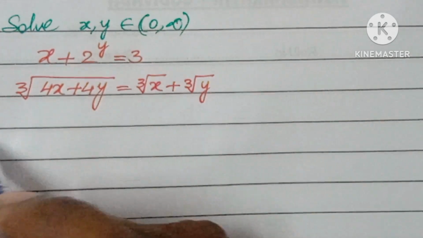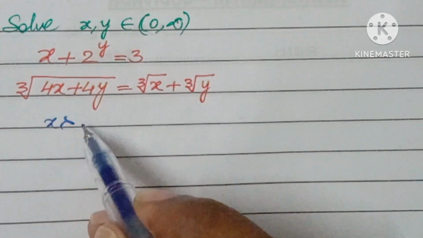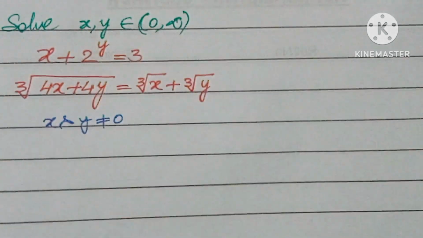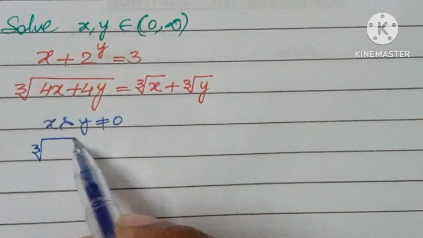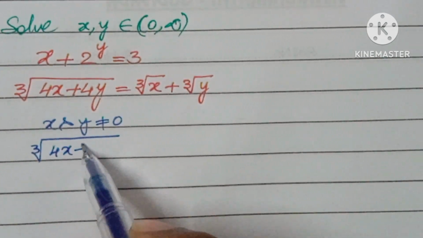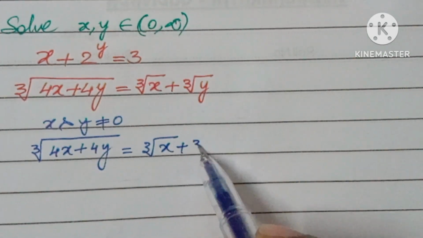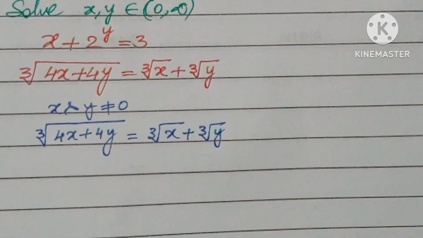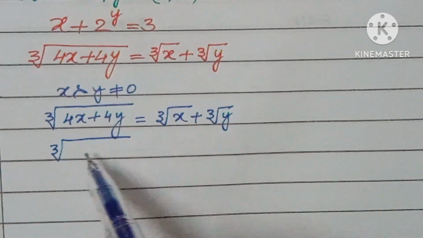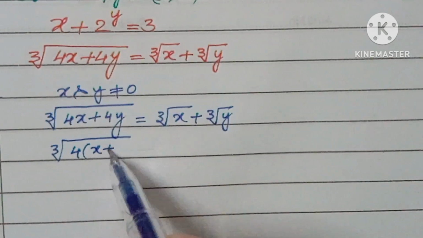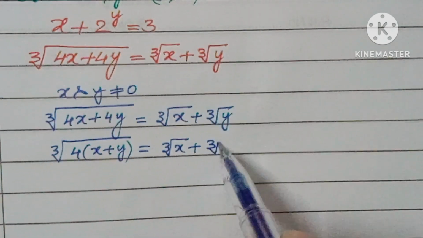Now, how to solve this problem? x and y are not equal to 0. Now, the given second equation: cube root of 4x plus 4y is equal to cube root of x plus cube root of y. This one you are going to solve. Here you can take 4 common: cube root of 4 into (x plus y) is equal to cube root of x plus cube root of y.